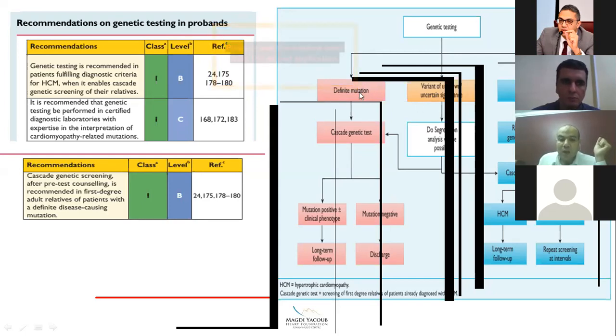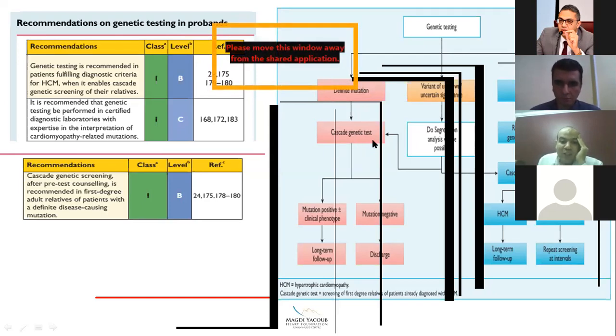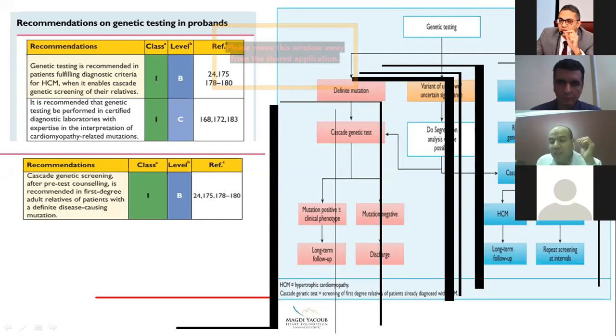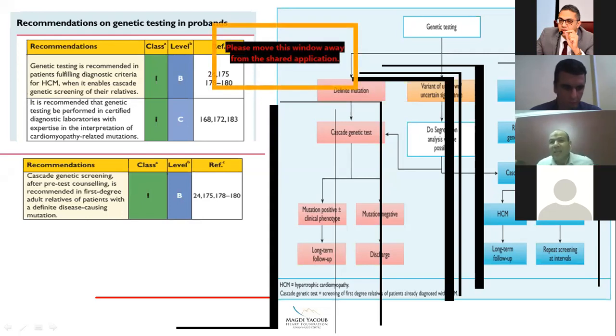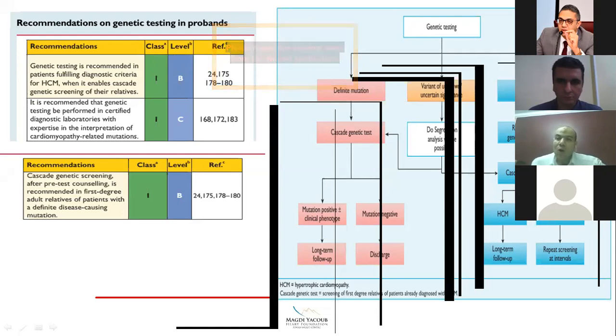And we will see how we can go in each line. If we found a definitive mutation, we should go for cascade genetic testing for the family members. The family member who is mutation negative will be discharged from follow-up in the clinic, while if mutation positive, this person will be followed up. On the other hand, if we didn't find any genetic mutation related to HCM, we will go for cascade clinical screening. We will screen the family members clinically only, and we will not do genetic tests for these family members. Those family members who are normal will be followed up at longer intervals, while those who have HCM like the index case will be followed at short-term intervals.